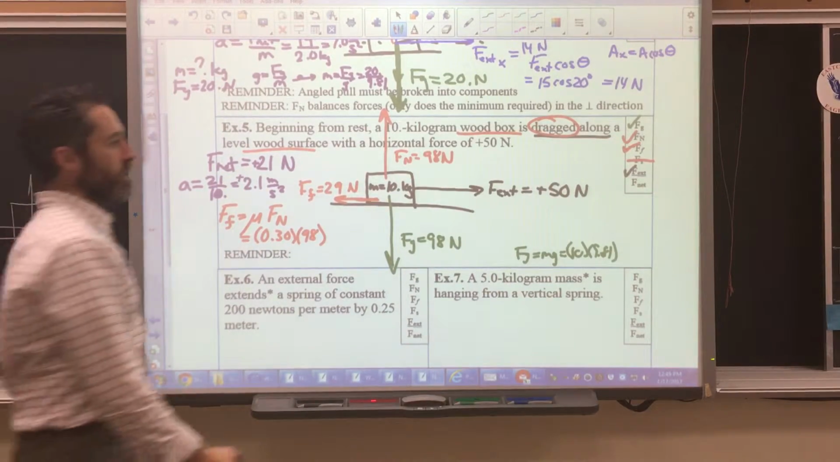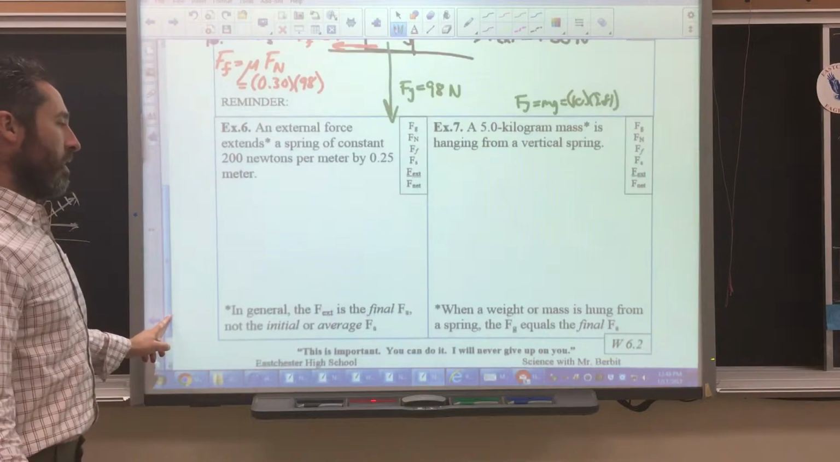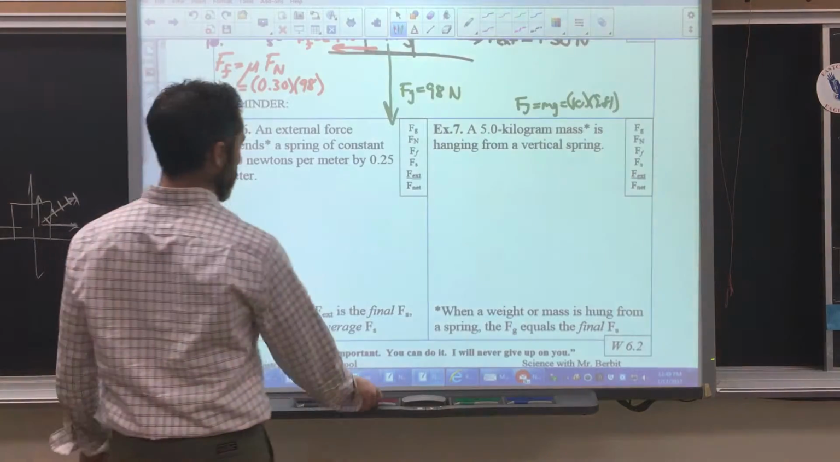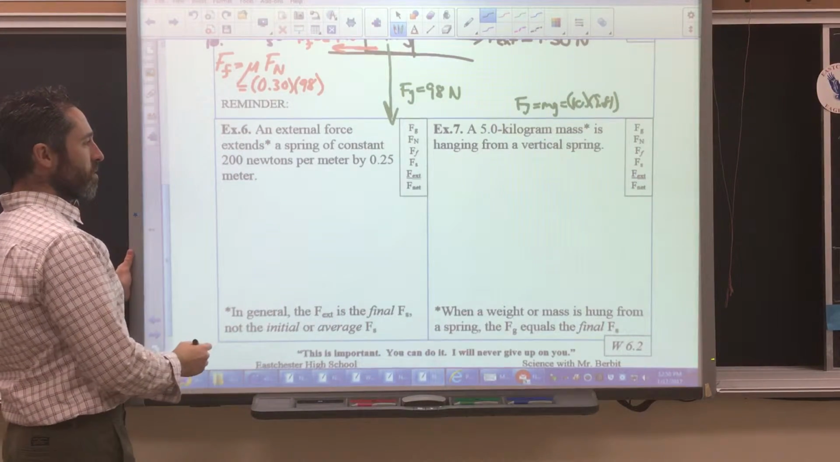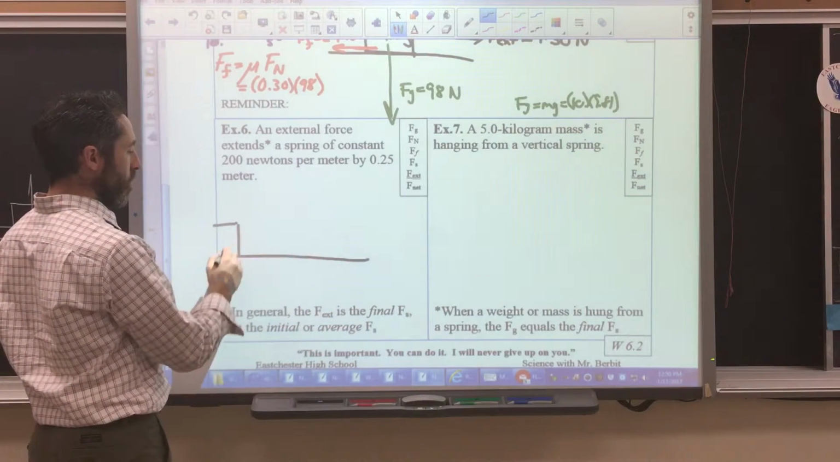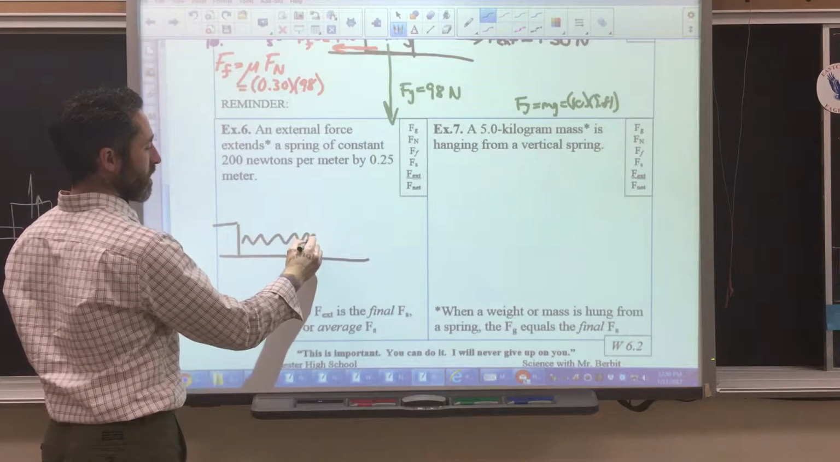Good. Done. Now these two questions down here, spring questions. Truthfully, the spring questions are usually very simple, so you can get away without a diagram on them. We'll put it anyway. An external force extends a spring. Normally we're talking about that. They're not talking about hanging anything. You can imagine a spring attached to a wall, and here's the end of the spring.